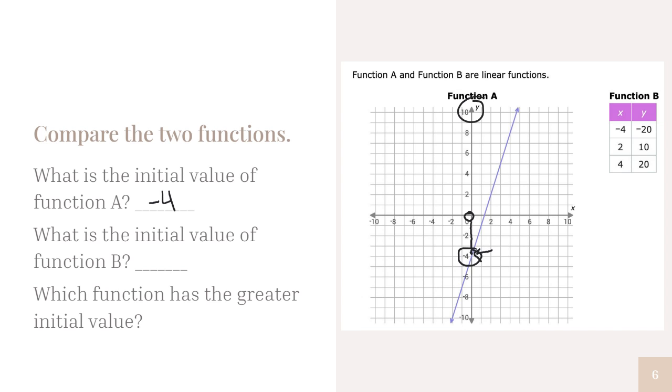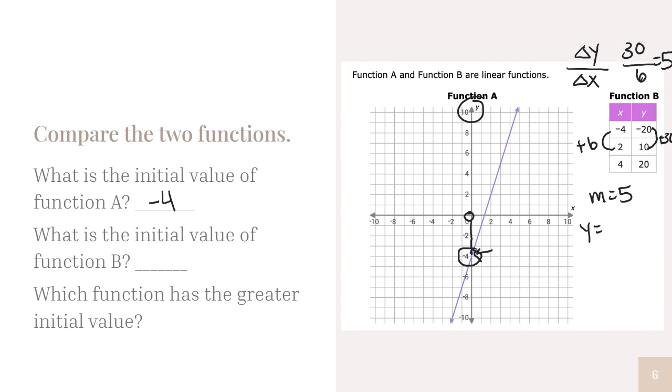Now, to find the initial value from a function, the first thing that I'm going to do is find my rate of change. So I look at my change in y over my change in x. From -20 to 10, that is adding 30, right? So my change in y is going to be 30. My change in x, I go from -4 to +2, and that would be +6. And 30 divided by 6 is going to be 5. So m, or my rate of change, is 5.